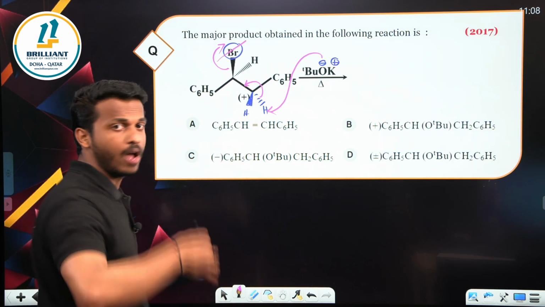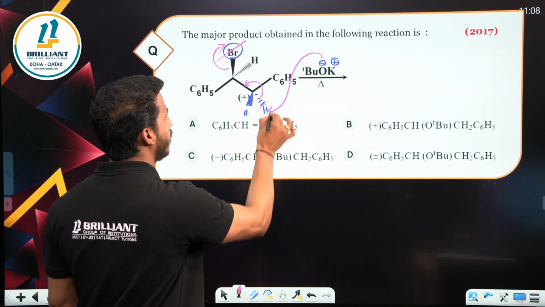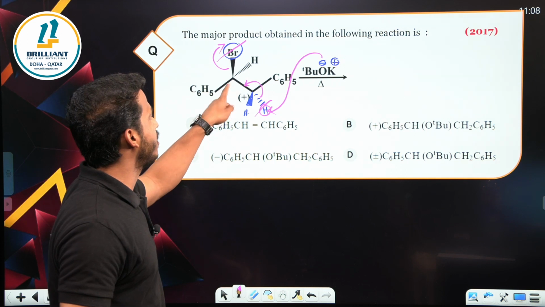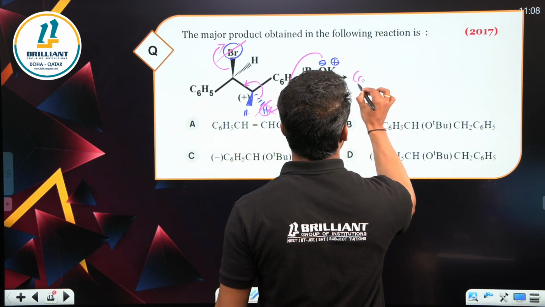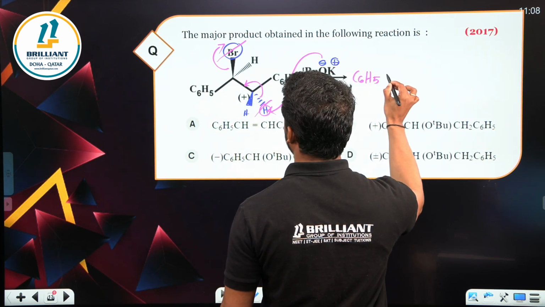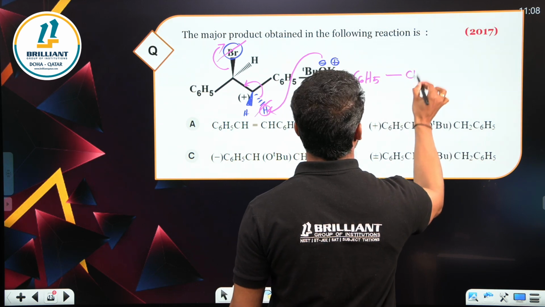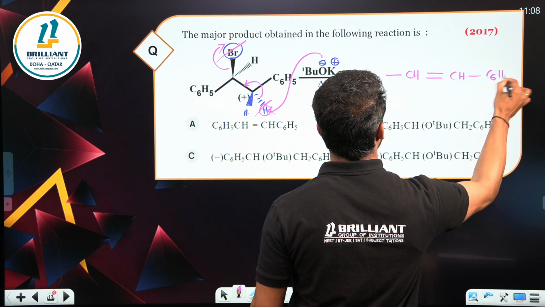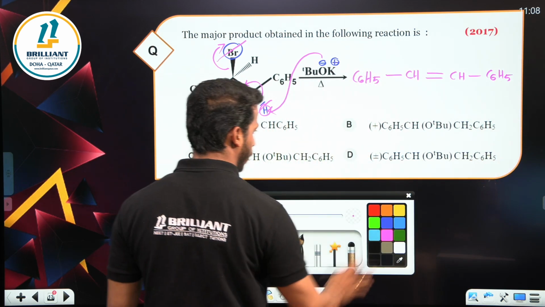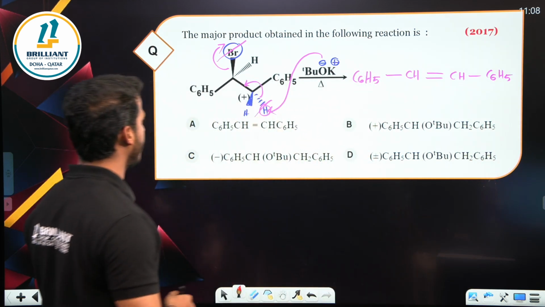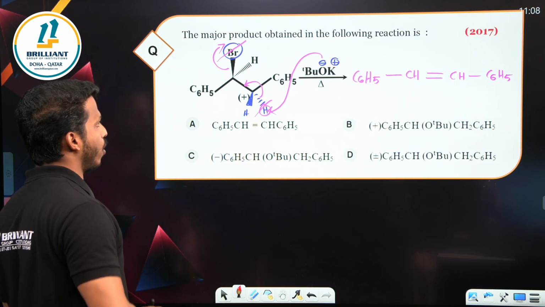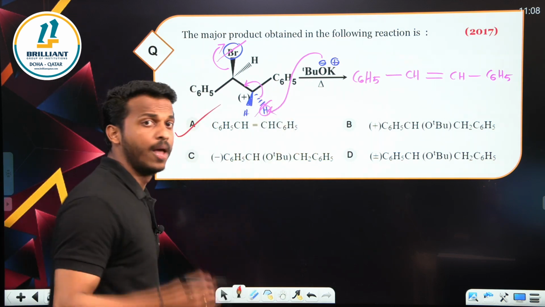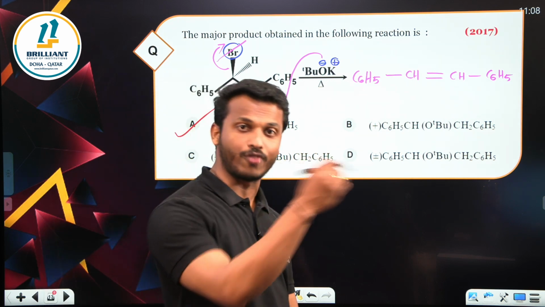Halogen we are taking from the alpha carbon, hydrogen we are taking from the beta carbon, and we are making a double bond between alpha and beta. The product is C6H5-CH=CH-C6H5. Is there any answer, dear all? Please check it. C6H5CH=CHC6H5, that's nothing but beta elimination in the presence of a base, right?